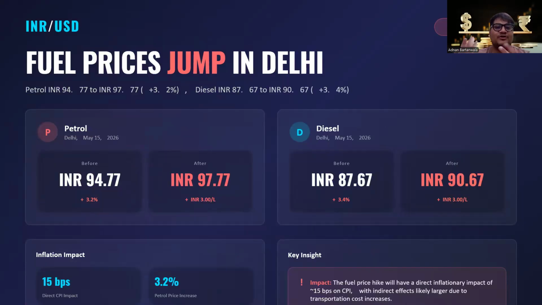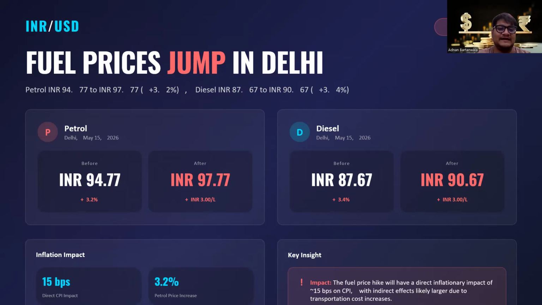Now we'll talk about the petrol and diesel pinch as well. In Delhi, I have the numbers. The petrol price jumped from 95 to 97 point something, maybe around a 3 rupees per liter hike, which is around 3 to 4%. And diesel moved from 88 to 91, which is around a 3.4% hike. This sounds small, but multiply it by every truck, every Ola, every Uber, every Zomato delivery, every factory in India. That 3 rupees is not just fuel. It is onions, it's milk, it's your Amazon delivery getting costlier.